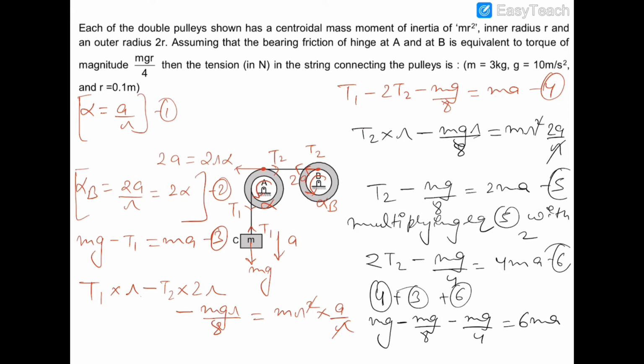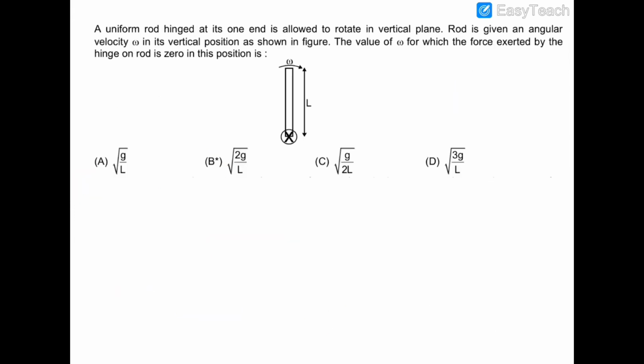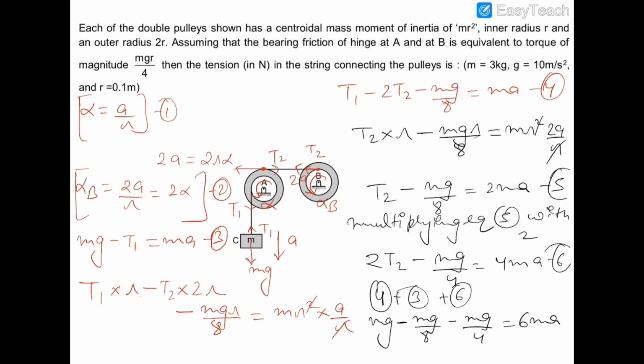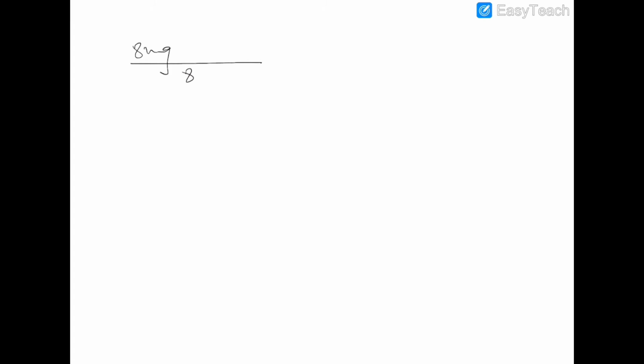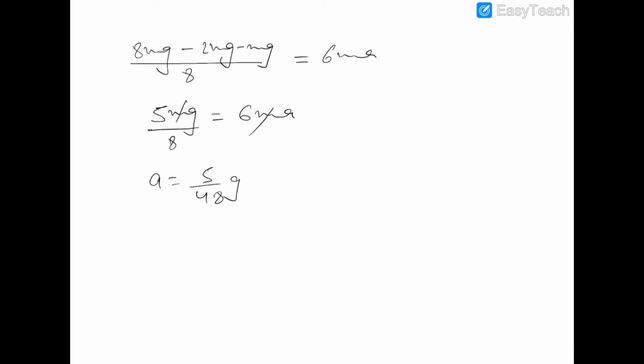Okay, I'm writing it on the next page. LCM is 8, so this is 8mg minus 2mg minus mg, that is equal to 6ma. So this is 5mg by 8 is equal to 6ma. So a would be equal to 5 by 48 g.